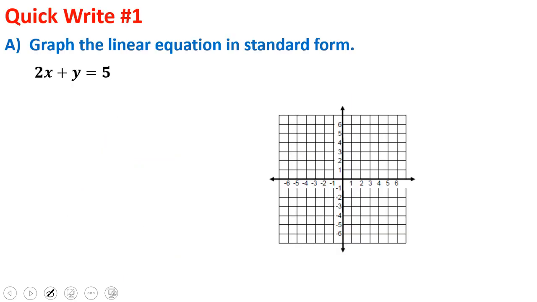Ladies and gentlemen, we're done with our first video. You have your quick write. I gave you a copy. You need to graph this linear equation in standard form. You can choose any method you want. And trust me, I'll be calling on some people to come up and show us what method you used when you did this quick write. Whether you're using the intercepts, did you make a table of values, or did you put it in slope-intercept form?